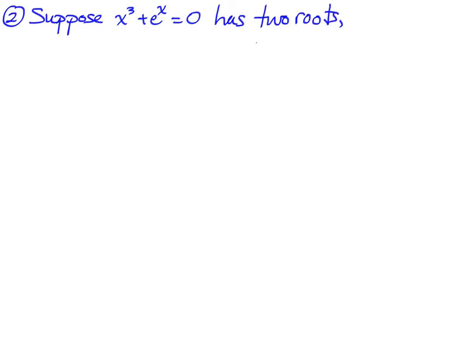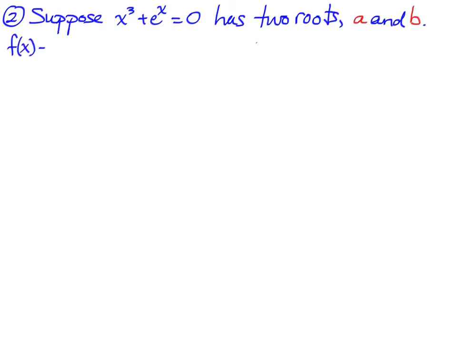So in step 2, let's suppose that the equation actually does have two roots. So suppose x to the third plus e to the x equals 0 has two roots. We want to show that it doesn't. So let's say, okay, suppose it does, and we're going to show that something weird happens. All right? So let's call these two roots a and b.